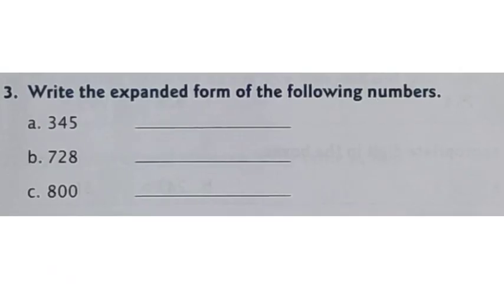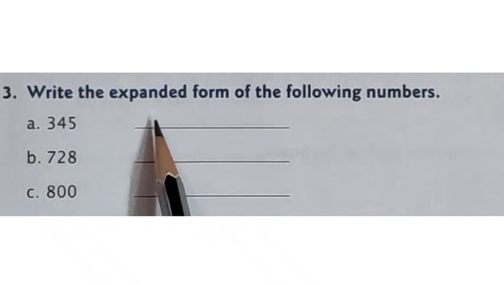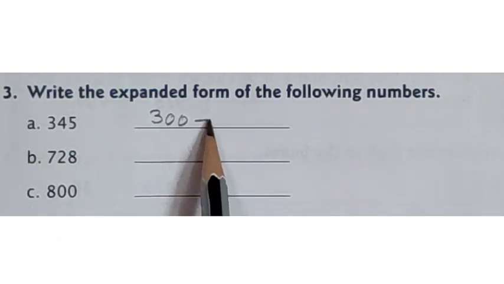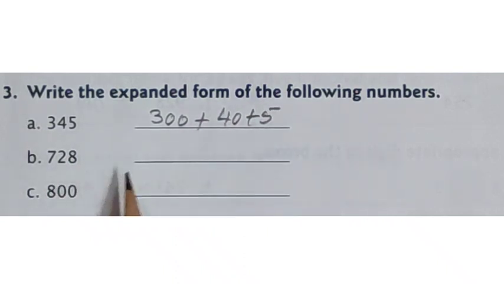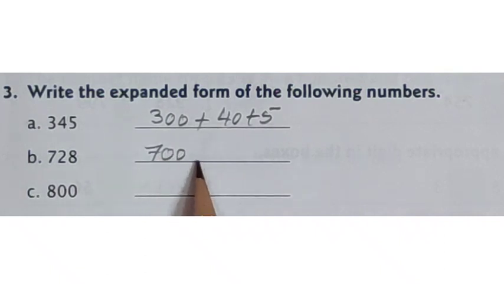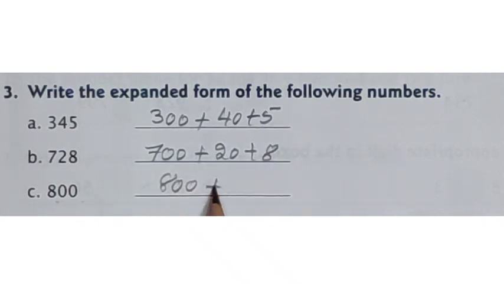Now let's move to the third question. Write the expanded form of the following numbers. The first question is 345. So 3 is in hundreds place. Write down 300 plus 40 plus 5. Next 728. 700 plus 20 plus 8. 800. So 800 plus 0 tens plus 0 ones. These are the expanded forms of the given numbers, and these numbers are called the standard form of the numbers.